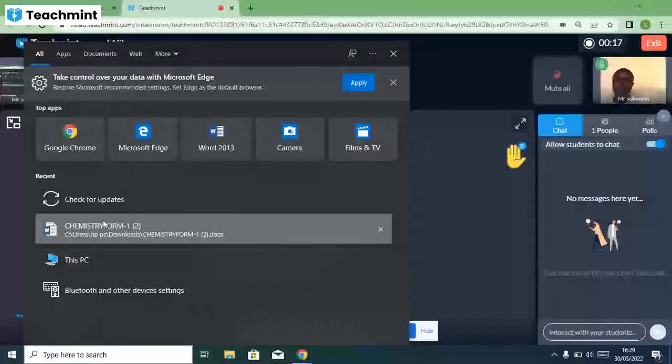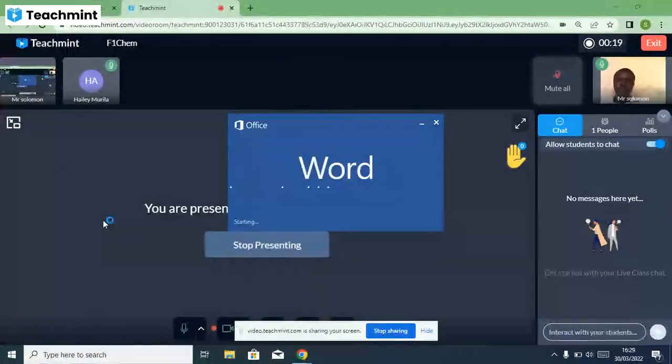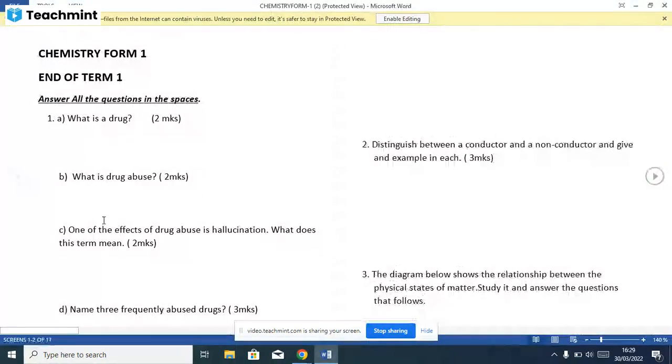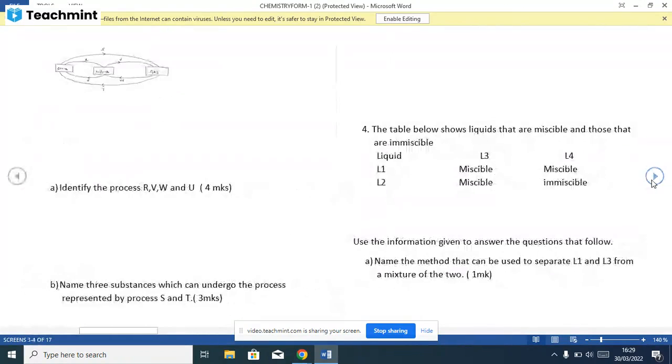Are you at number 3? Yes. Read number 3 now. The diagram below shows the relationship between physical states of matter. Study it and answer the questions that follow. Okay, let us see what is there.